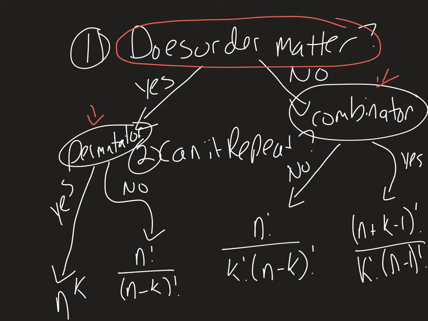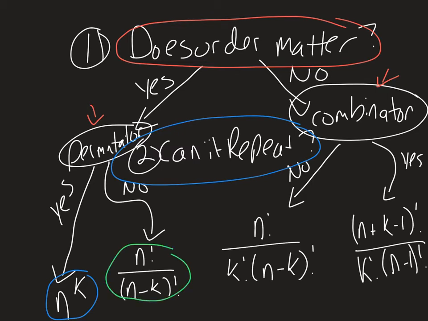Once you've figured that out, you're halfway there. The second question you're going to ask yourself is, can it repeat? If the answer is yes for a permutation, then this would be the formula you would use, as we've talked about before when you're looking at just the permutations. If the answer is no, it can't repeat, well then, that's the formula you use. Likewise with combination, if you cannot have repeats, this would be the formula you would use. And if you can have repeats, this would be the formula you would use.